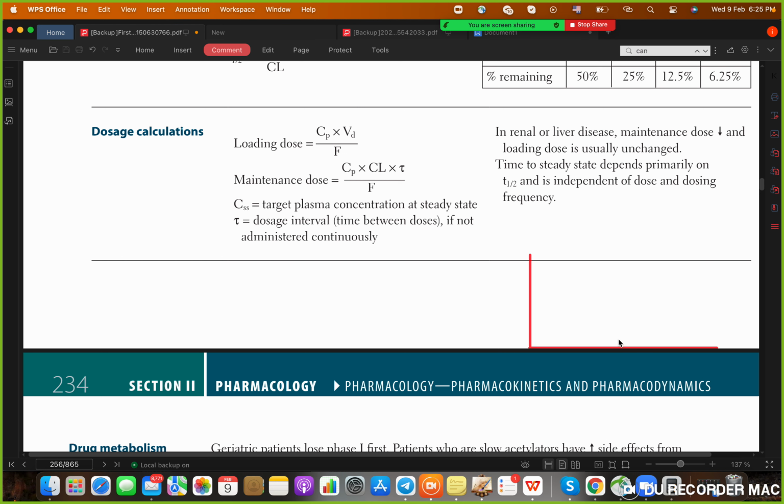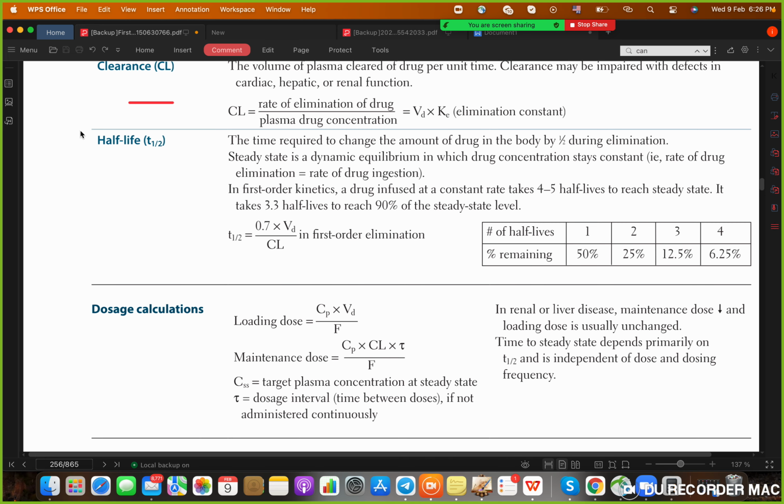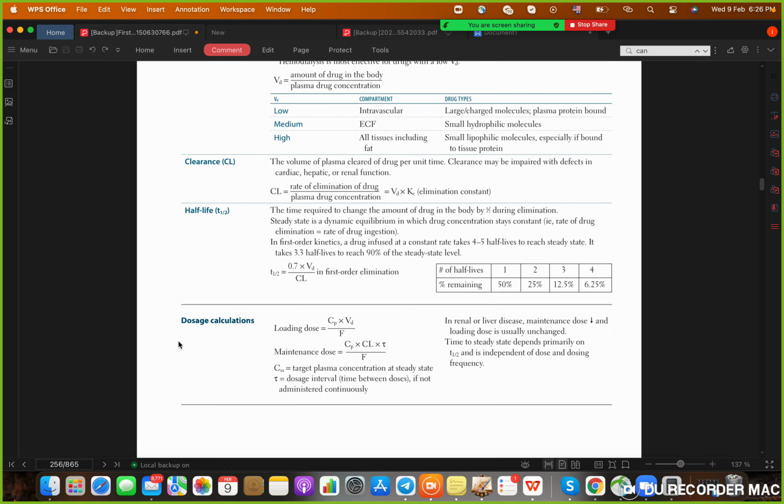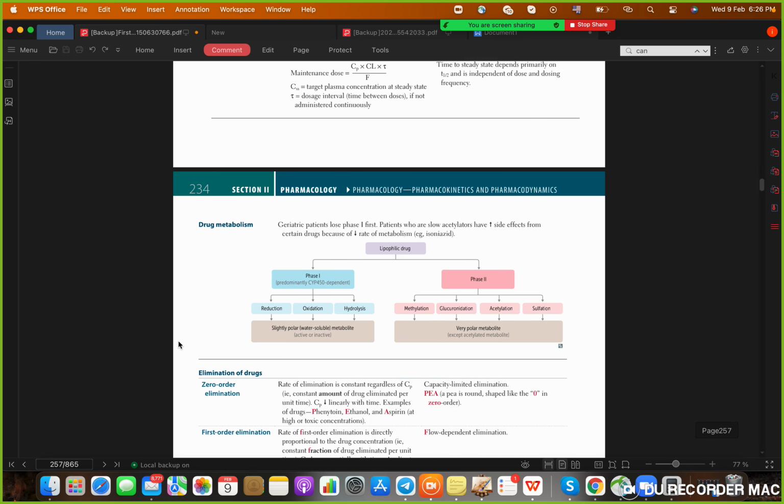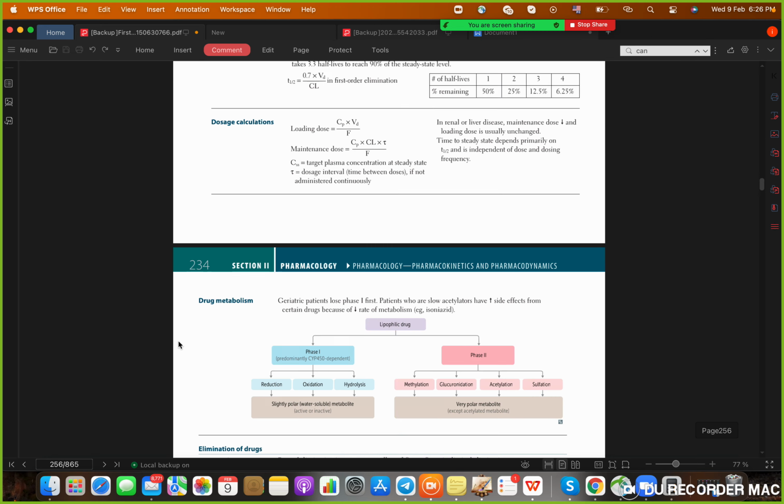So again, what is a steady state? Steady state is the, well, loading dose. We have reached the what? The maintenance dose. Steady state is when you have the exact amount of the drug inside of your body. As we said before, it depends on the half-life. It doesn't matter if you go up or you go down, it's always dependent on the half-life. So this is it for pharmacokinetics.